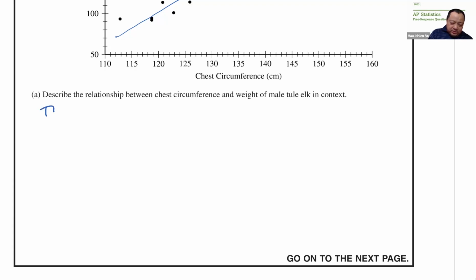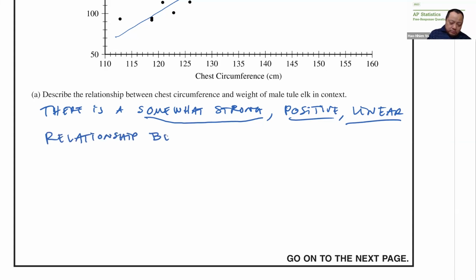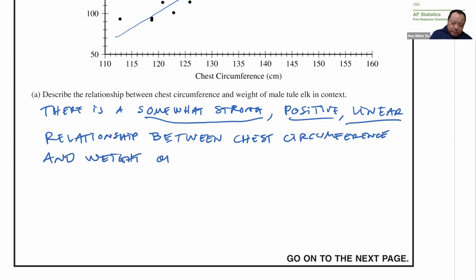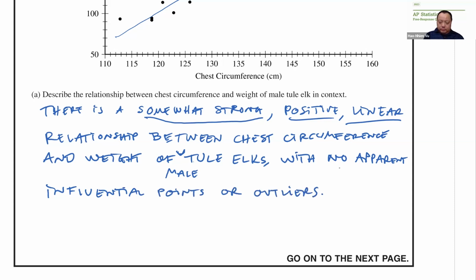Therefore, I'd say it like this. There is a somewhat strong, that's the strength, positive, that's the direction, linear, that's the shape, relationship between chest circumference and weight of Tule elk, I guess male Tule elk, with no apparent influential points or outliers. Four things they're looking for, four things I'm giving them.